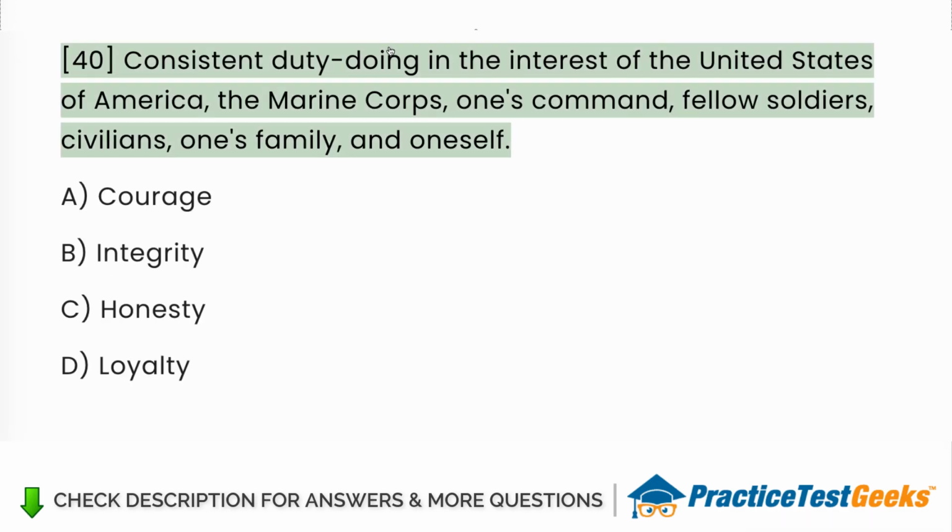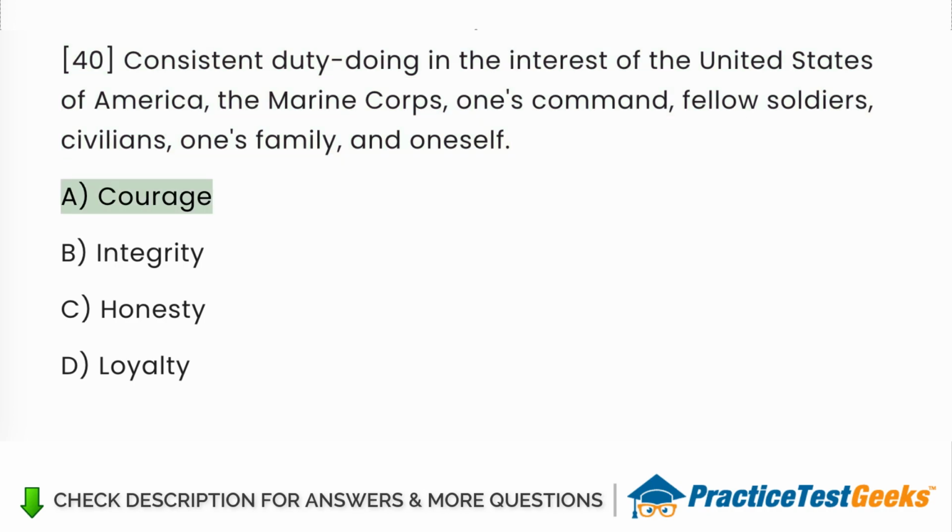Consistent duty doing in the interest of the United States of America, the Marine Corps, one's command, fellow soldiers, civilians, one's family, and oneself. A. Courage. B. Integrity. C. Honesty. D. Loyalty.